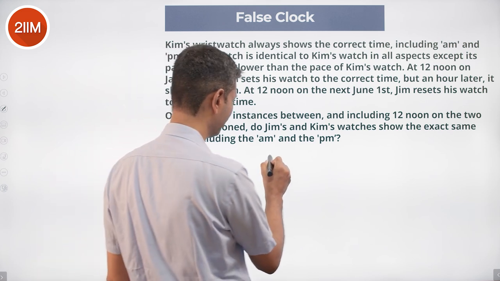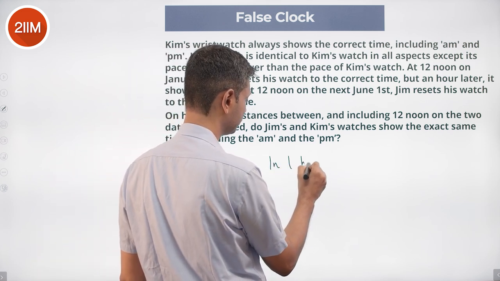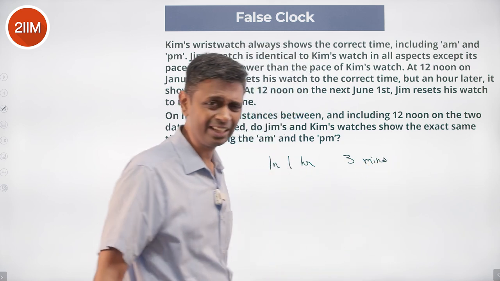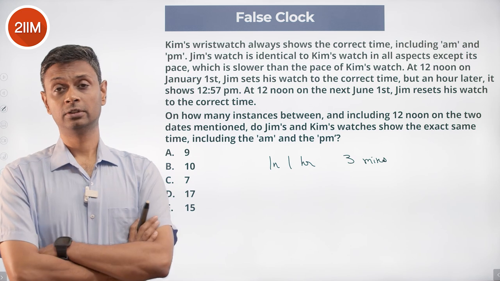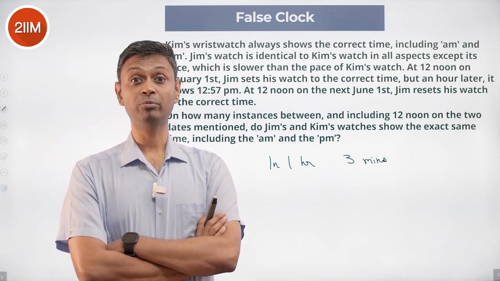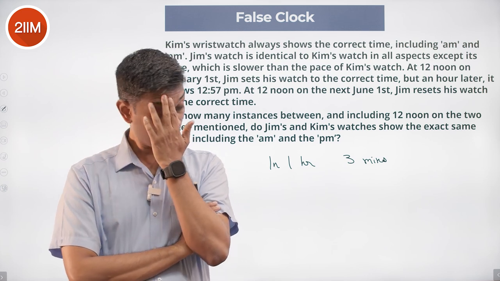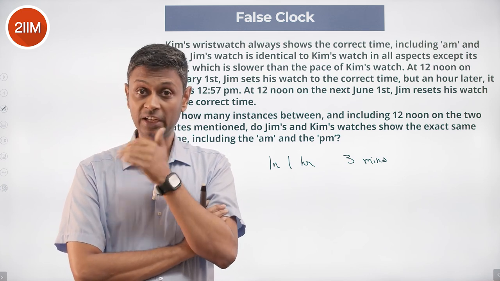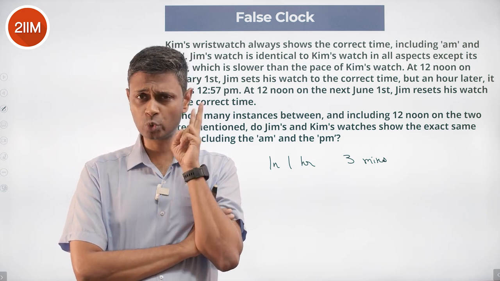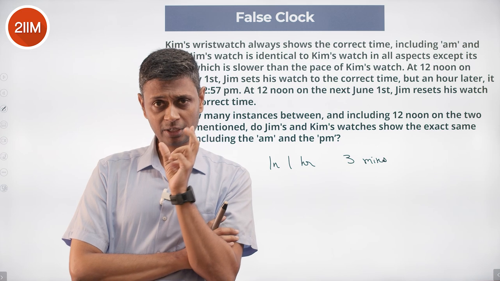So, very nice. In 1 hour, it loses 3 minutes. It keeps on losing 3 minutes every hour. It has to lose 12 hours for that time to be exactly the same, but even then the AM/PM won't match. It has to lose 24 hours for it to match back again. It has to lose 24 hours for it to come back to the exact same time.